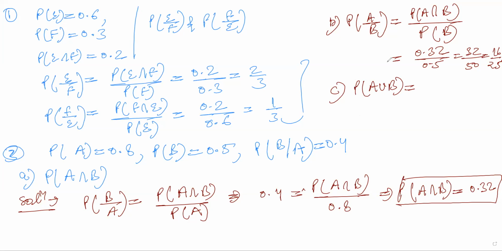This will be solved by the theory of two sets. We have written the formula for probability of A union B. What is the formula? I've just written the formula. Check that formula and tell me. P of A plus P of B minus P of A intersection B.